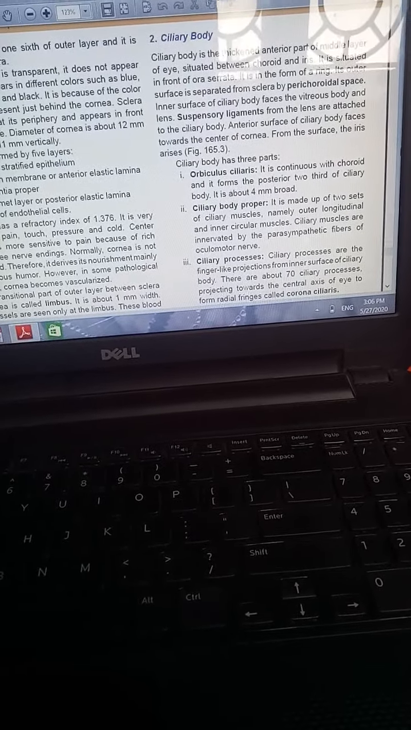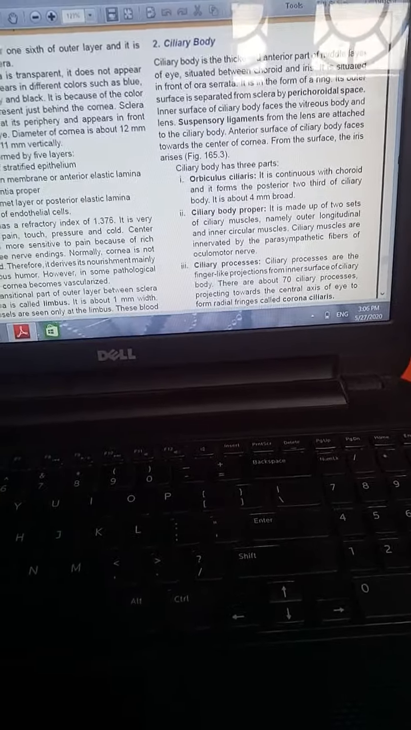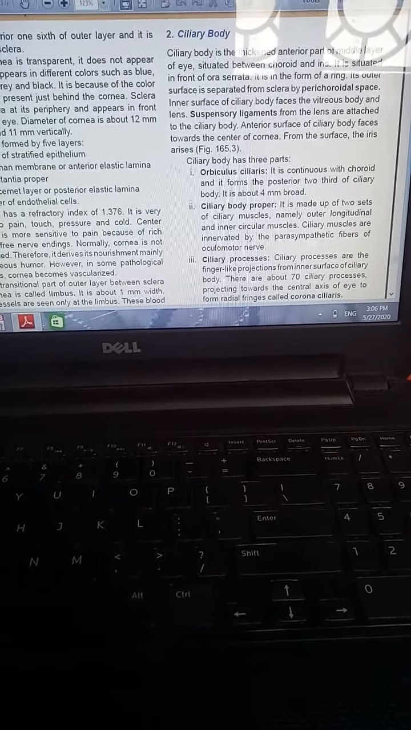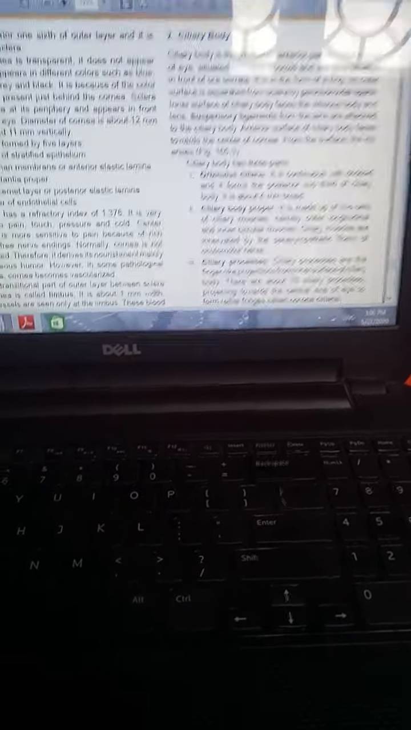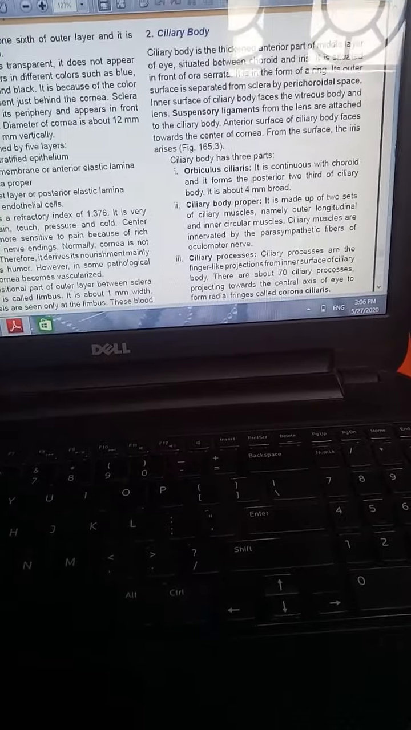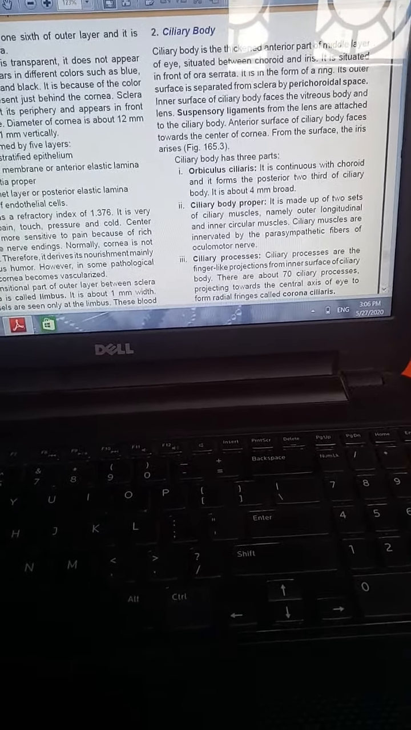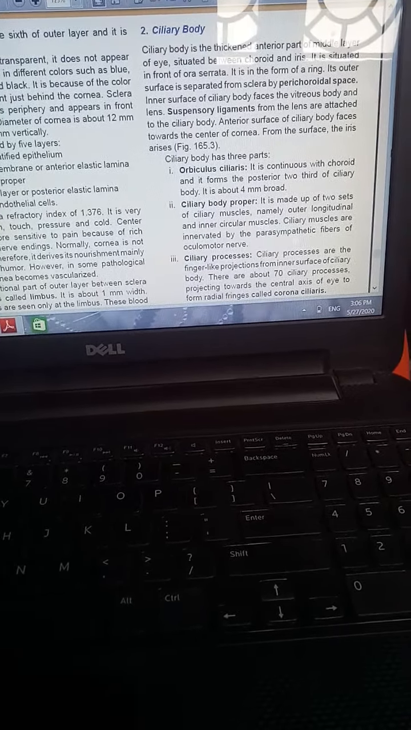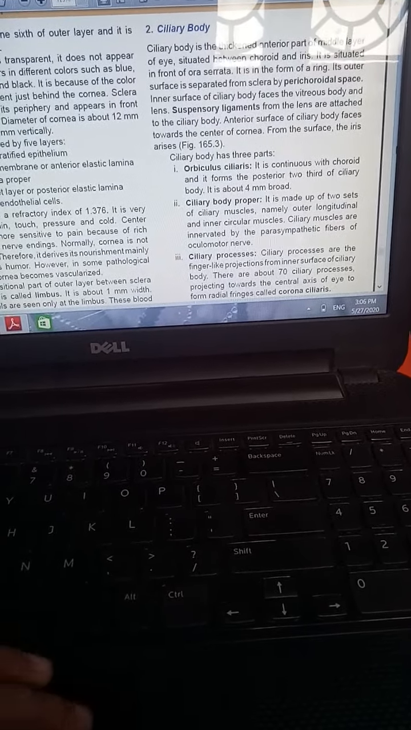Anterior surface of the ciliary body, which is thick in diameter, faces towards the center of the cornea. From this surface the iris arises.